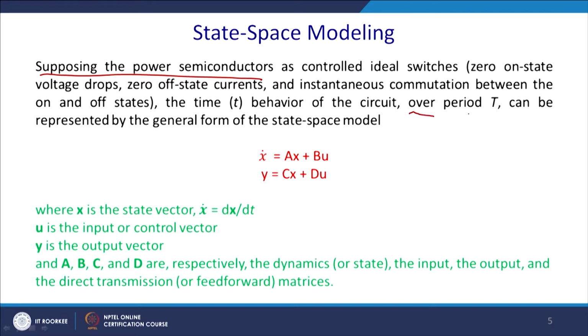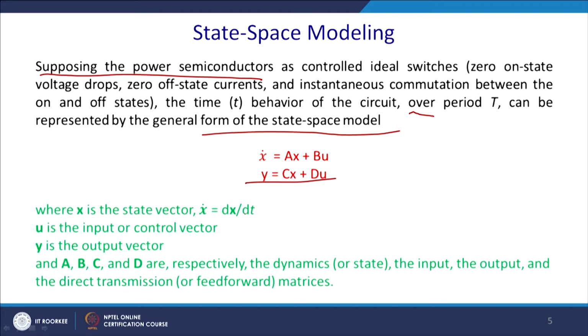The time behavior of the circuit over period t can be represented by the general form of the state space model, that is basically x dot equal to Ax plus Bu, where A is called the state matrix and B is the input matrix, and y equal to Cx plus Du. In most cases you will find that the current through the inductor and the voltage across the capacitor are taken as states, because essentially you can equate V equal to L dI/dt and C dV/dt equal to I. So, they are the states of the system, where x is the state vector, x dot equal to dx/dt, u is the input vector and y is the output vector. A, B, C, D are respectively the dynamics or state, input, output, and the transmission or feed forward matrices.